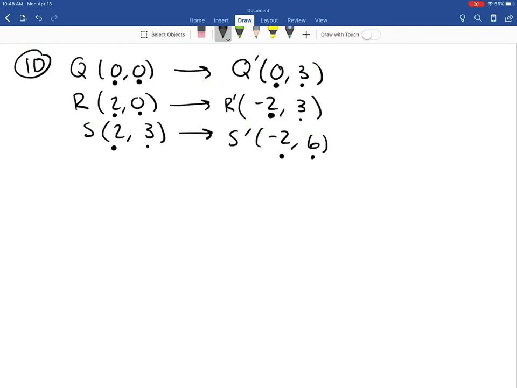That's true. Translation, reflection, and rotation are all congruence transformations. They keep the same shape and the same size. So that one is true, and it's describing what's going on in our picture.